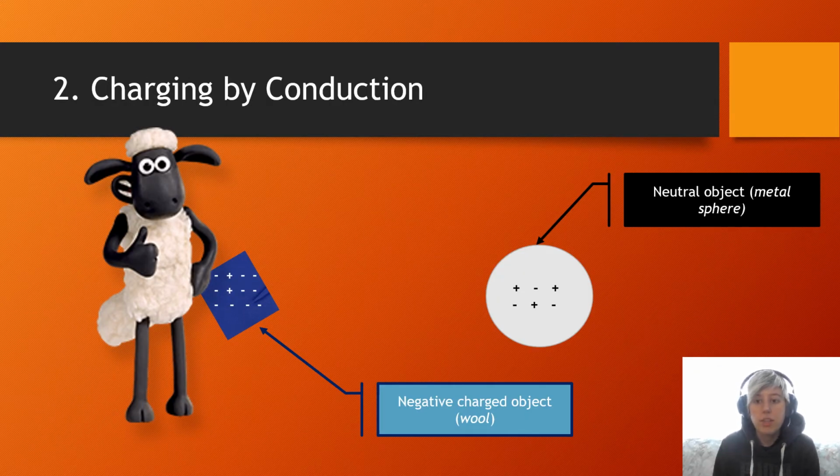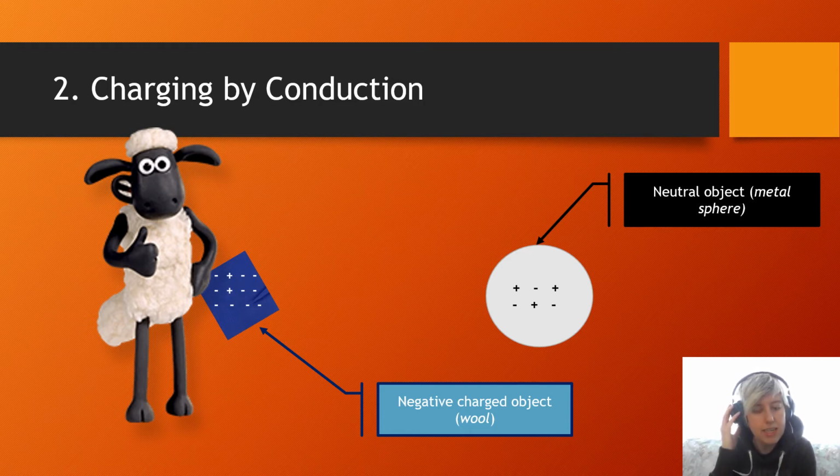Our second way to charge items is charging by conduction. What differs between friction and conduction is that in friction, both items are neutral to begin with. When you are charging by conduction, one has to have a charge. The other object is neutral. So in my example here, I have charged wool, which has a negative charge, and I have a neutral object here, which is a metal sphere.